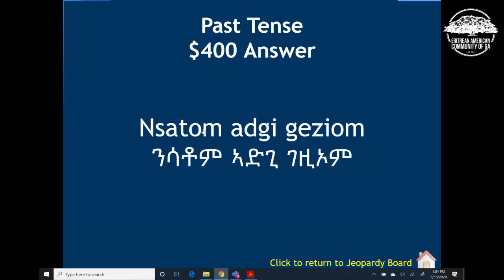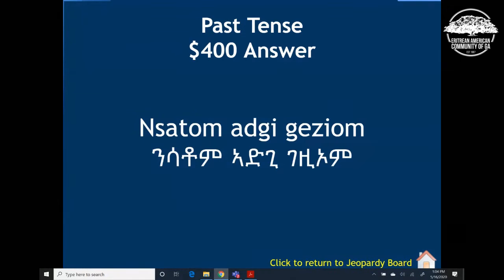But Nisatom, Adgi, Geziom. They, donkey, bought. They bought a donkey. Okay, we still get the points? Yeah, I'm just giving you political humor. But yeah, you get all the points. 400 for Adam. I think just because you gave a good shot and most of it was correct, I'll give you the points. So 400 for Adam.